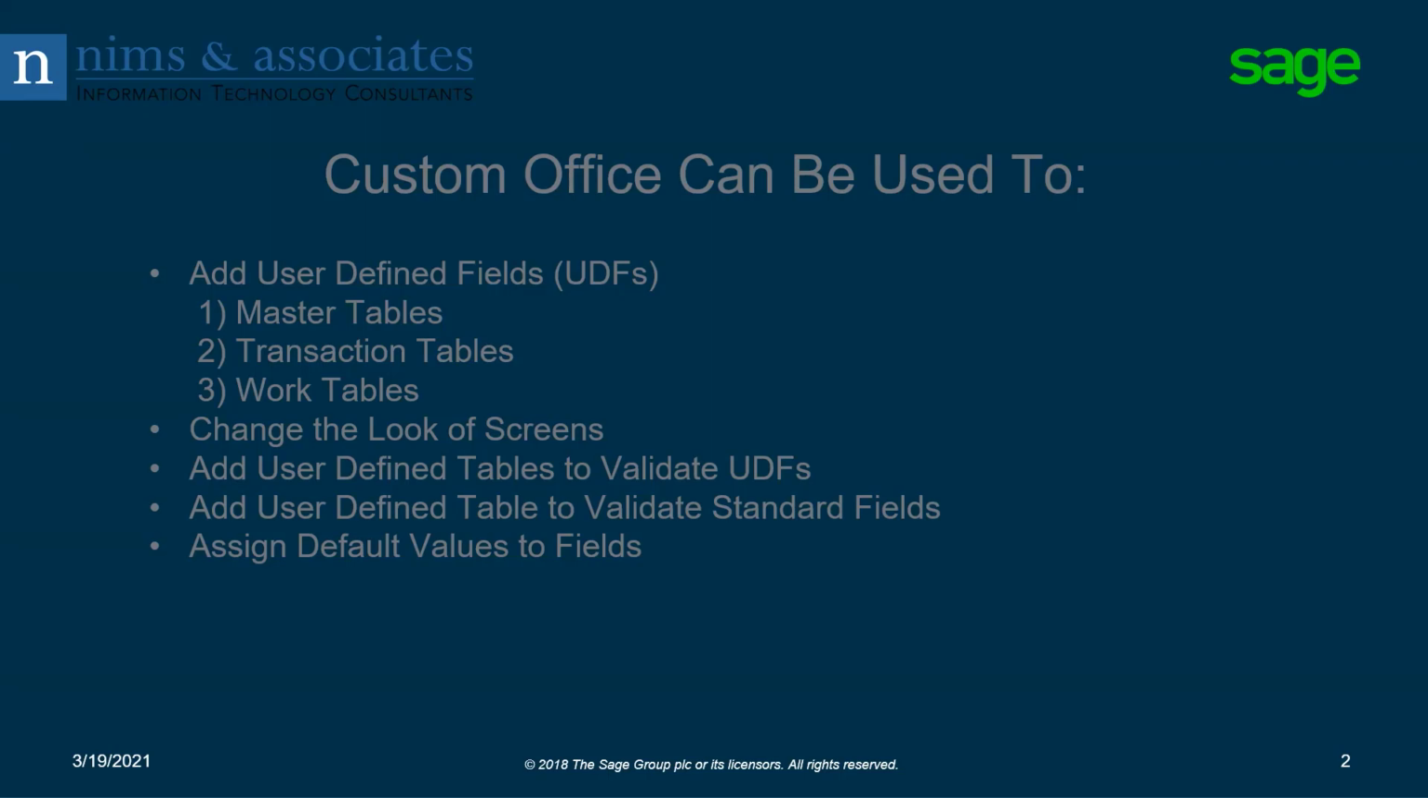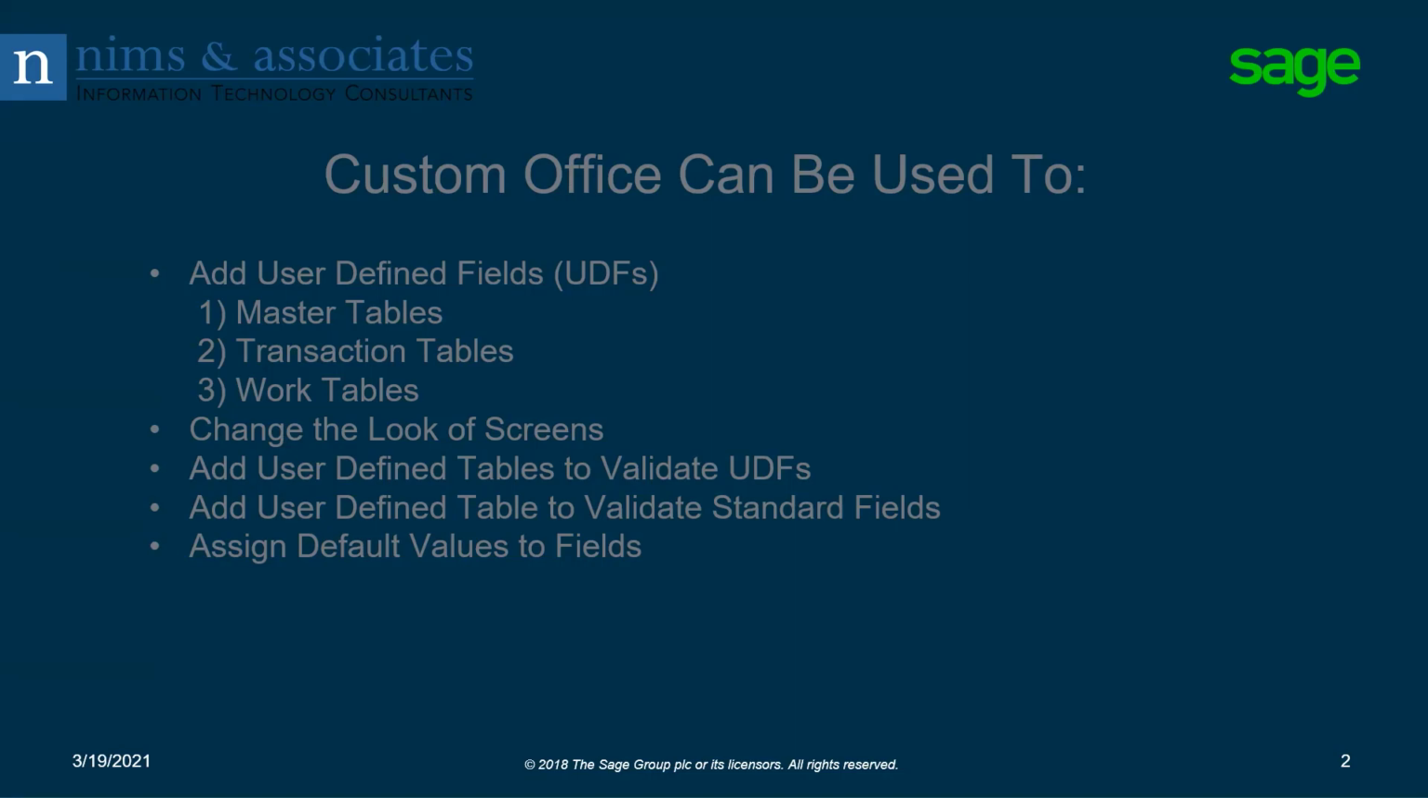But the other thing you can do with user-defined fields is you can add them to transaction tables. So for example, you might be entering an accounts payable invoice, and there's an additional piece of information at the line level of that invoice that you wish to capture. And you want to record that into the transaction table and then modify a report to pull that data back at a later date. We could do that as well.